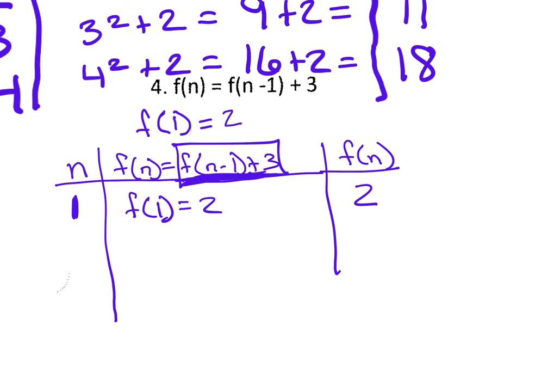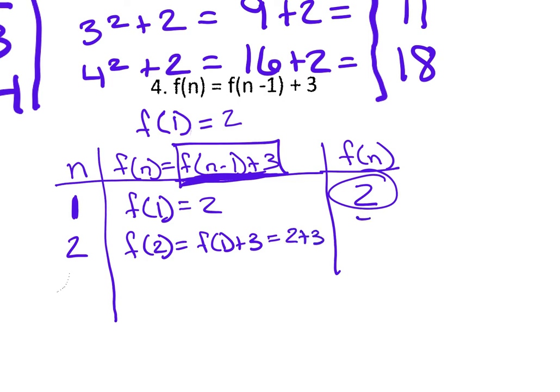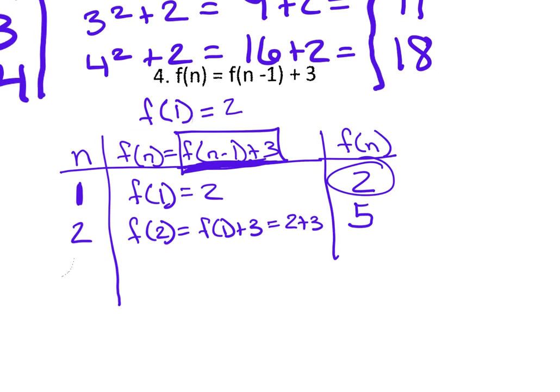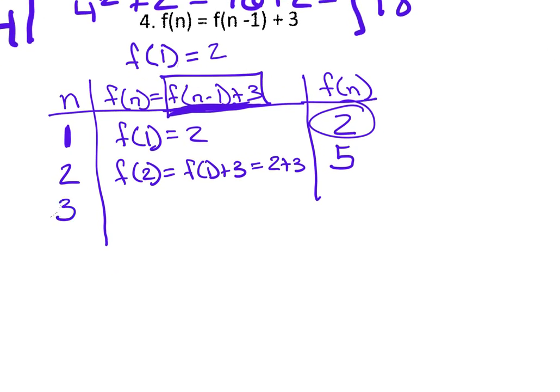So for the function of 2, f of 2 is going to equal f of 1, which we already found, which is 2, right? F of 1 plus 3. What was f of 1? 2. So this is really 2 plus 3, which is 5. Okay? Once you get the hang of it, it's going to get really easy, but it's kind of confusing at first.